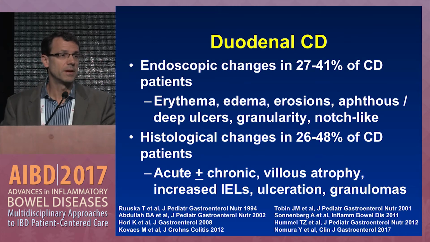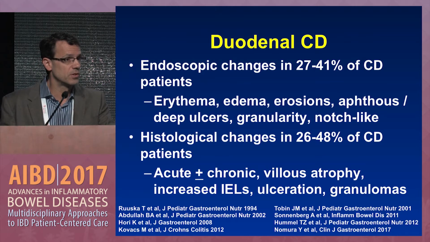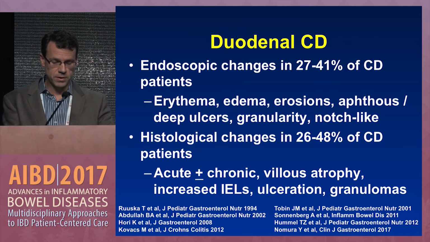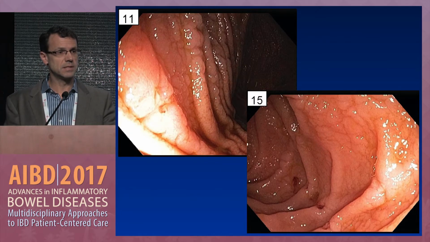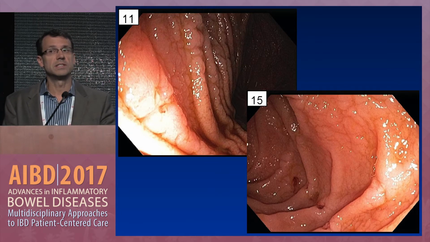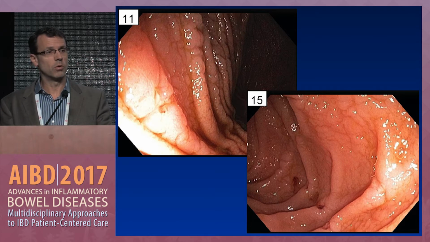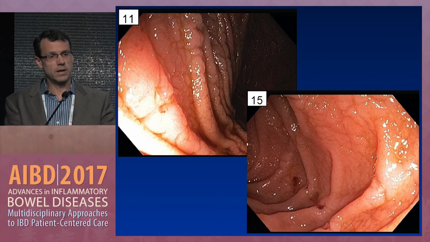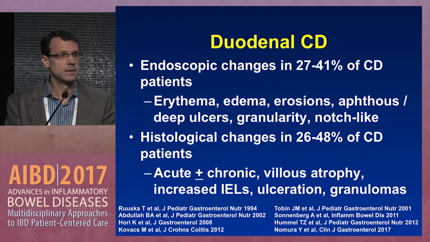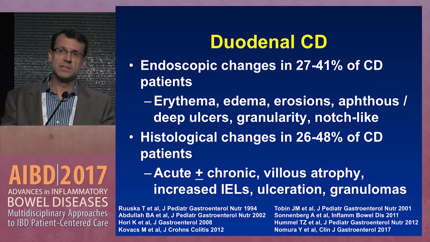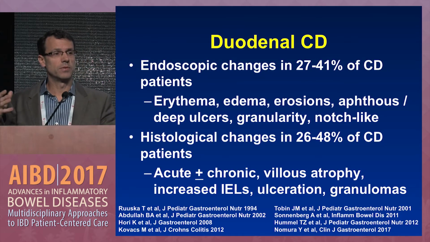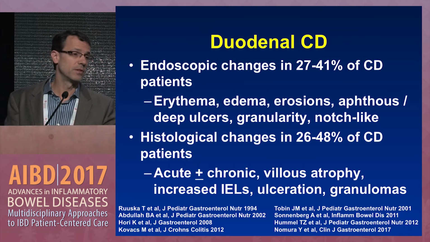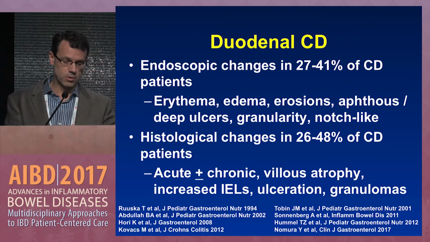So they can have erythema, edema, erosions, aphthous or deep ulcers, granularity, a notch-like appearance, which looks like this. This is a patient of mine with Crohn's disease of the duodenum and also in the ileum and colon. And you can see she has these ulcers in her duodenum that have created a notch-like appearance. Histologically, you can again see acute and/or chronic changes, which include villous atrophy, increased intraepithelial lymphocytes, ulceration, and granulomas.